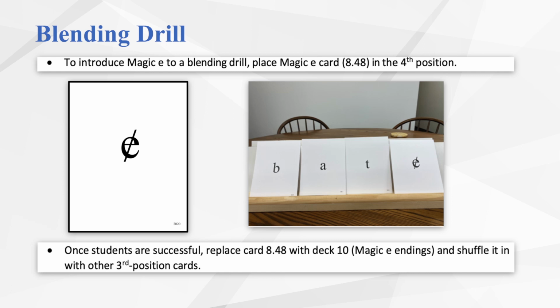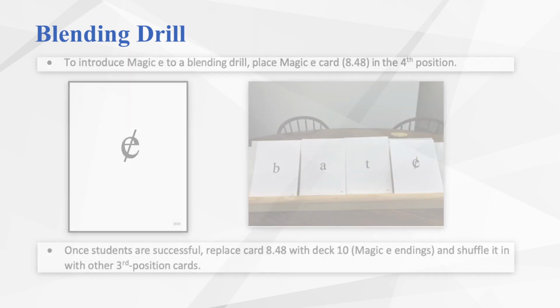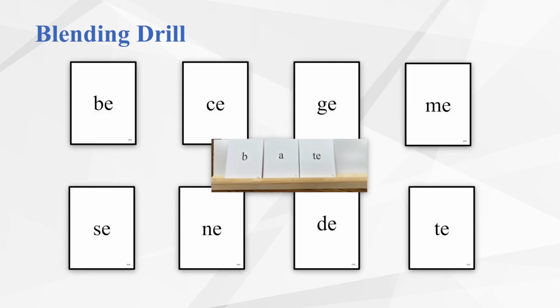When you begin blending magic E syllables, you pull out this card, 8.48, and periodically slide it into the 4th position on your blending board. Make sure there's only one single consonant in that 3rd position when choosing to add this card. The magic E doesn't work after patterns like CK or FF. Kids are really smart, and they quickly figure out that your hand movement putting the E in the 4th position is a cue that the vowel now says its name.